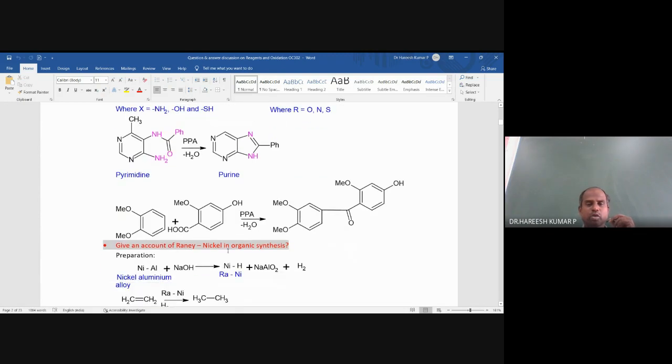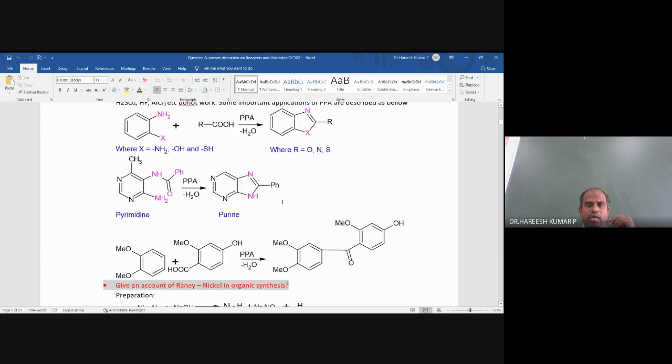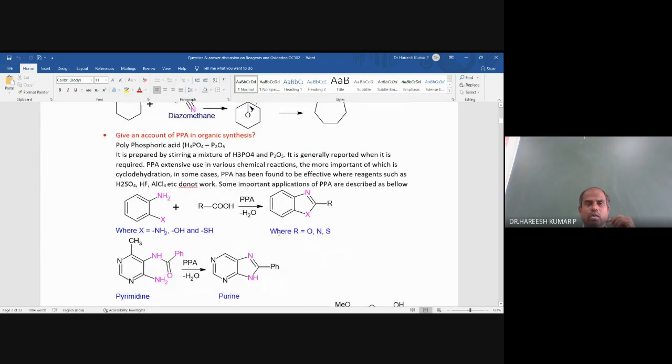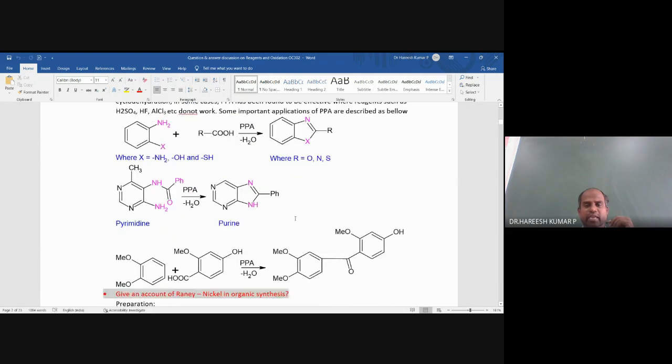And it is also possible to prepare aromatic ketones, such as diphenyl ketone. How? One substrate should contain a carboxylic acid, the other does not require it. So here what is happening? There will be a removal of water. So OH and H are going out, forming a ketone, meaning an aromatic ketone compound. So this is about how to write a note or an account of PPA in organic synthesis.